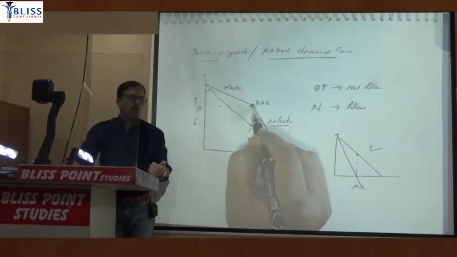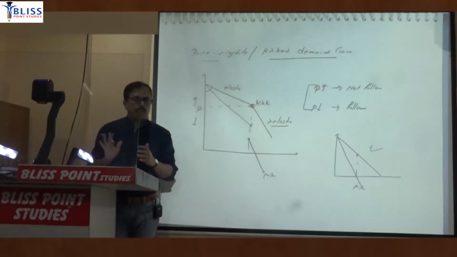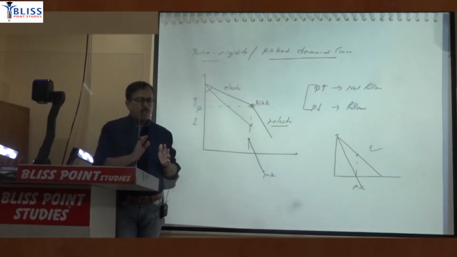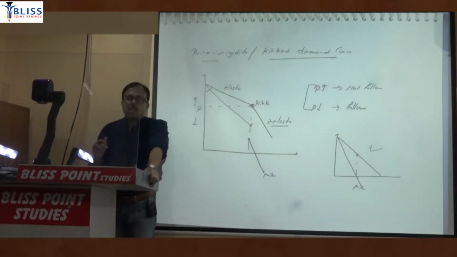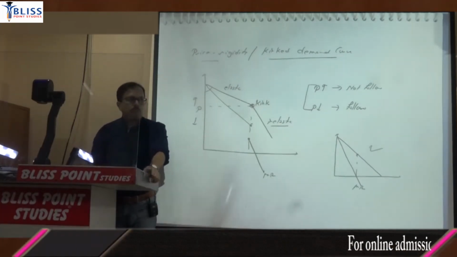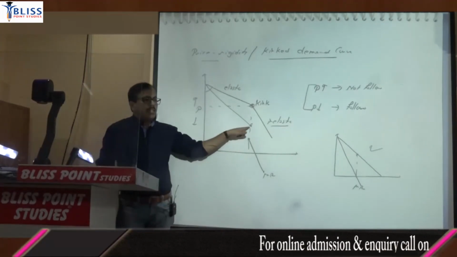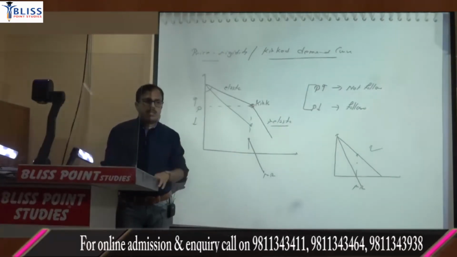So kink arises due to this assumption that when one firm increases the price, it expects that others will not follow, but when a firm reduces the price, it expects that others will follow. So because of that behavioral pattern, there is a kink, and because of the kink there is discontinuity in the MR. Because of that break, there is discontinuity in the MR.